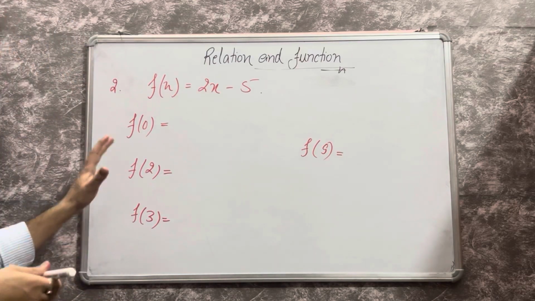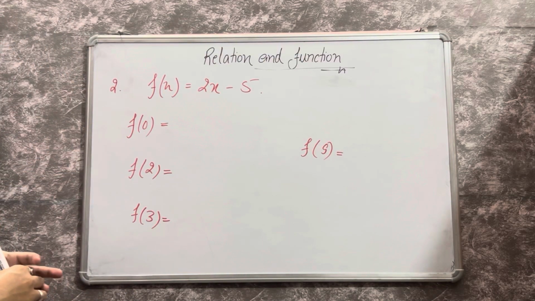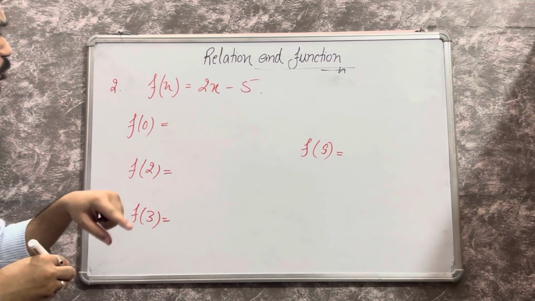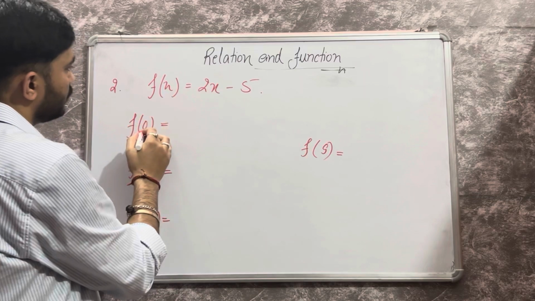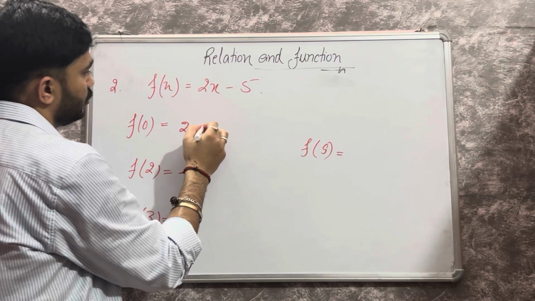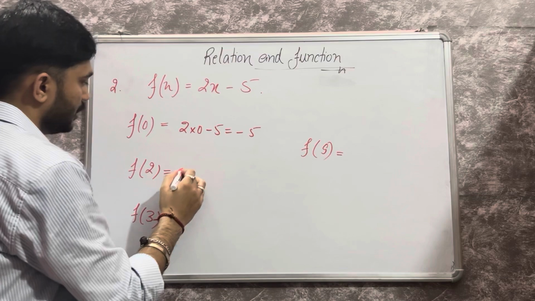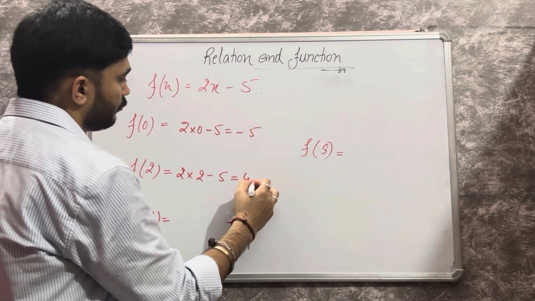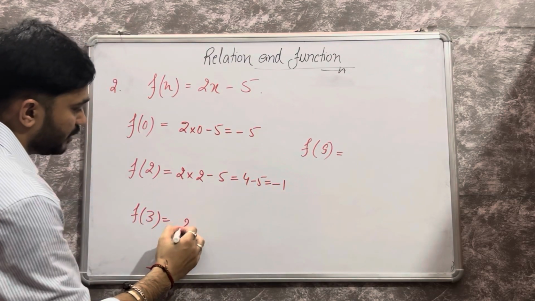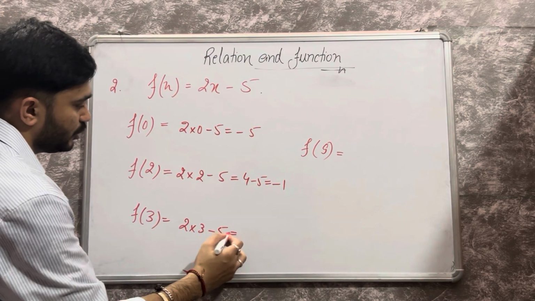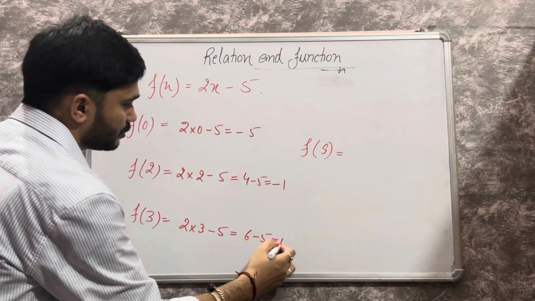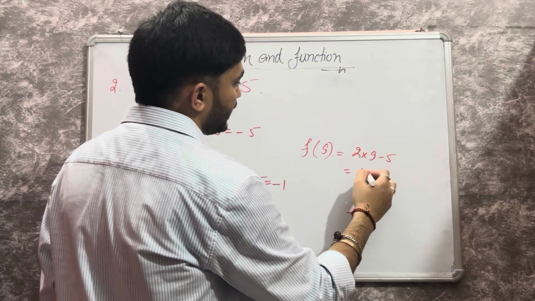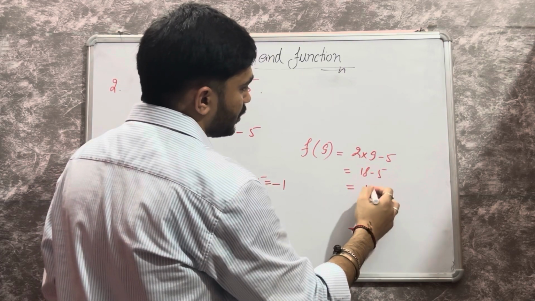These types of questions were already done in 9th class. So here if you put the value of x as 0, you will get 2 into 0 minus 5, that is equal to minus 5. Put x equal to 2: 2 into 2 minus 5 is equal to 4 minus 5, that is minus 1. Put x equal to 3: 2 into 3 minus 5 is equal to 6 minus 5, that is 1. And put x as 9: 2 into 9 minus 5, that is 18 minus 5, is equal to 13. Any doubts?